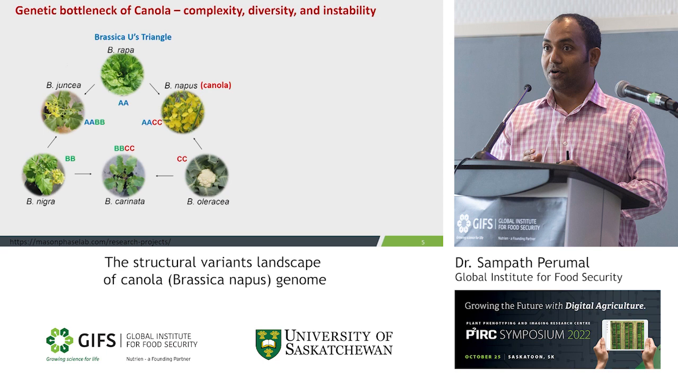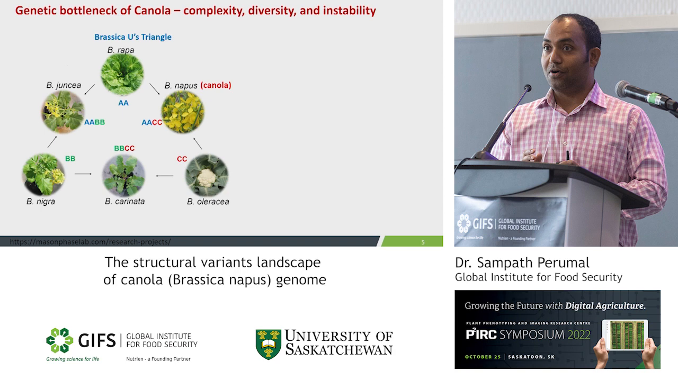The crop, canola, is one of the important crops for the province, and it's a complex crop by itself. It's an allotetraploid. This is the triangle of U, showing the genetic relations of 6 different Brassica species. Canola is formed by polyploidization between Brassica rapa and Brassica oleracea, forming allotetraploids. This allotetraploid has about a 1 gigabase genome, comparatively a good genome to work with, considering the scenario now.